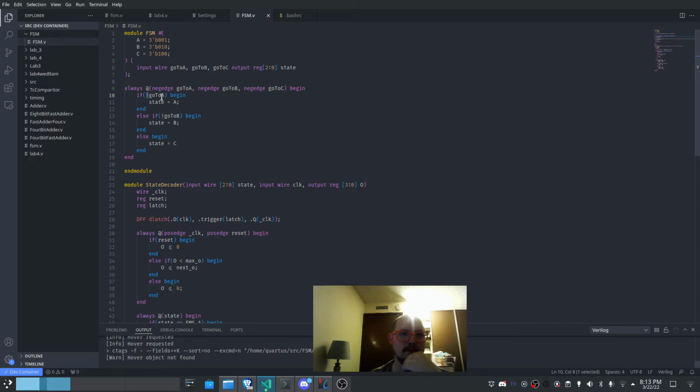Some people were getting errors saying that you can't do comparisons inside the negedge always block, and that is true. I had to look that up because I'd never seen that error before. Basically, you can't do this.